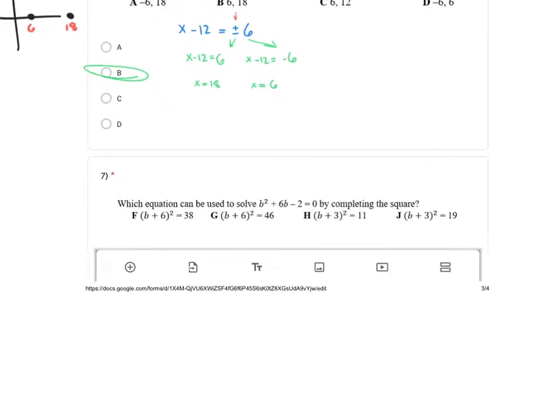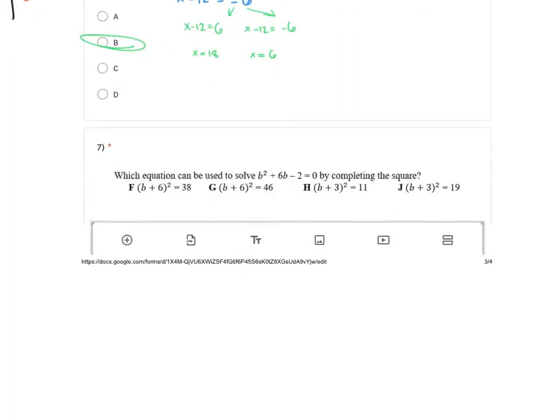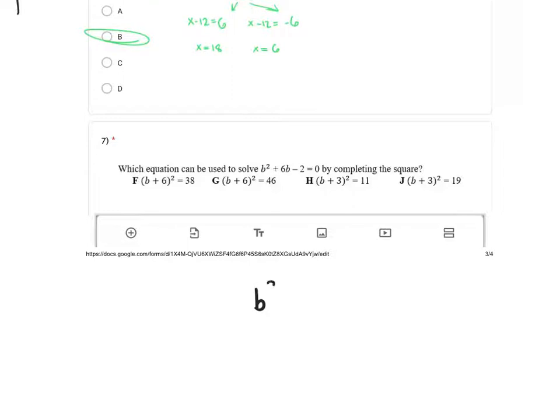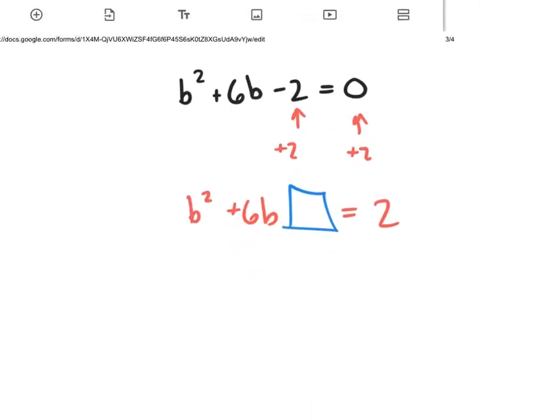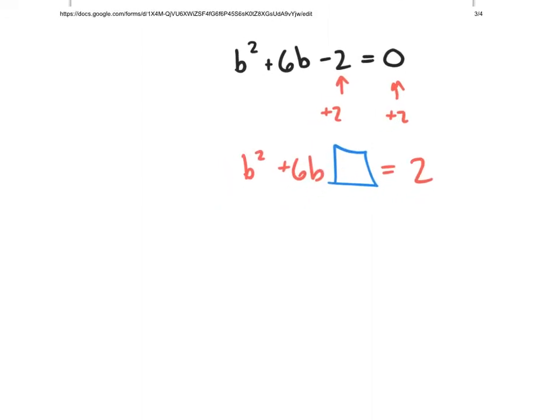So this one here says which equation can be used to solve that by completing the square. So completing the square is tough, right? We had talked about that in the previous videos. What you have to do first on completing the square is move the c term to the other side. So in this case, adding 2. And then you leave yourself some space here so that we can find what number needs to go there. And to find what number needs to go there, we use b divided by 2 squared.